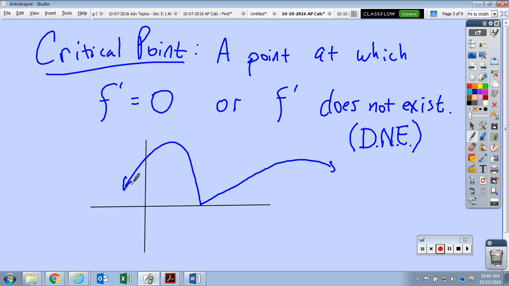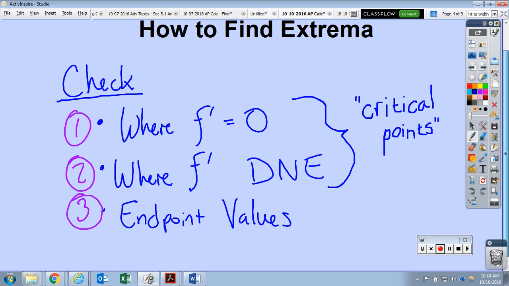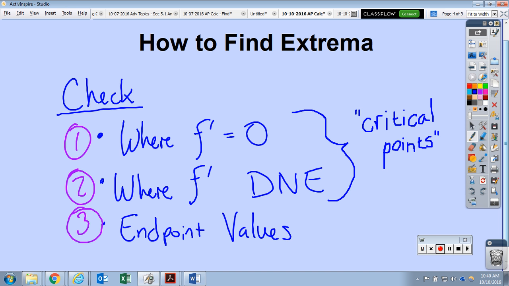So we want to be comfortable with both finding local or absolute extrema over the entire domain as well as interval. So again, how to find extrema, where f prime equals 0, where f prime does not exist. So this is going to give you turning points. This is going to give you local mins and maxes. This also will give you local min and max. But this is going to be where it's a cusp or a sharp corner where f prime does not exist. And then endpoint values, of course. You need to test those.